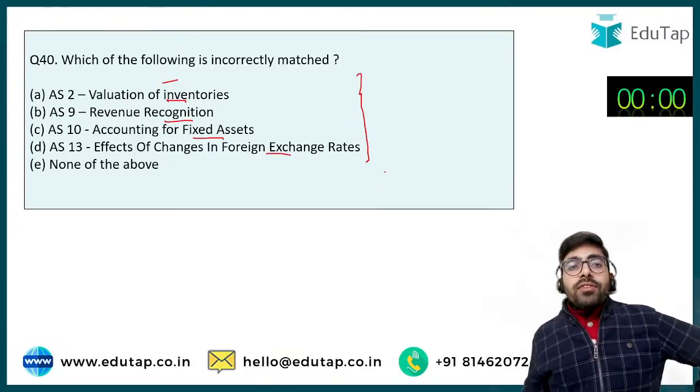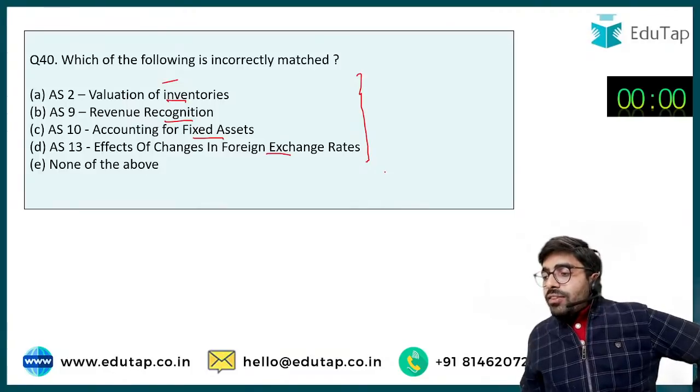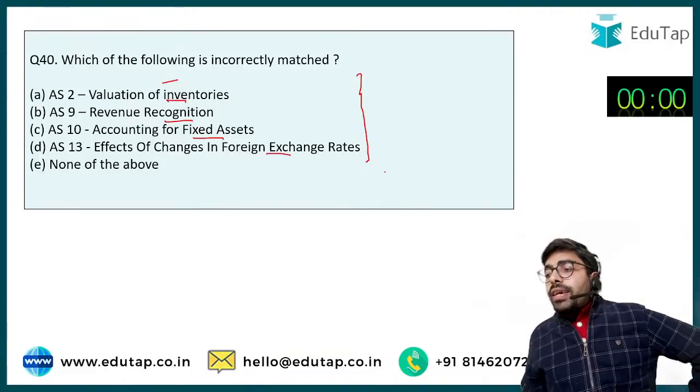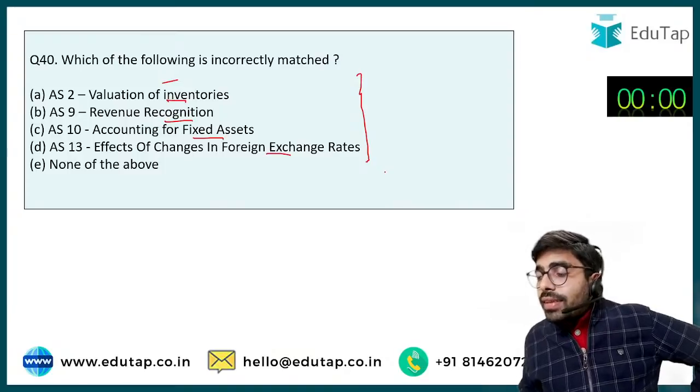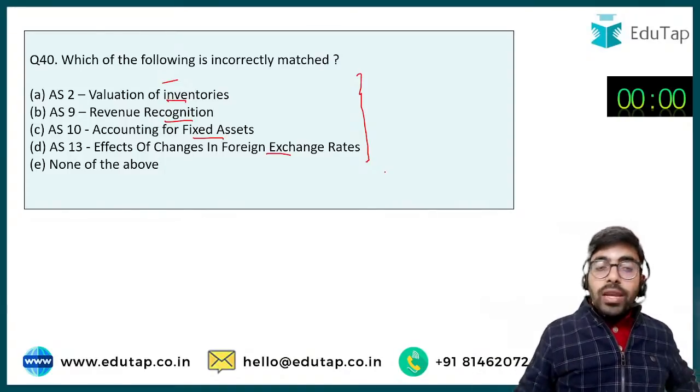I'm getting the answer as option number D. AS13 is wrong. Yes, Sonia has rightly pointed out that AS13 is related to investment, and Nilesh has pointed out that sir, AS11 is related to foreign exchange. So guys, you are absolutely correct here.